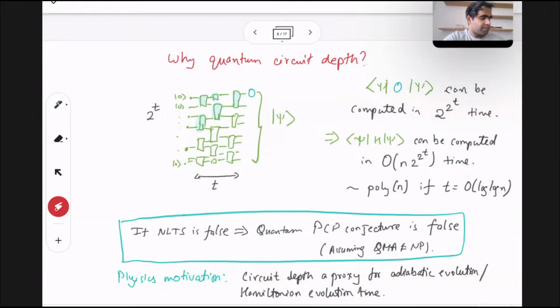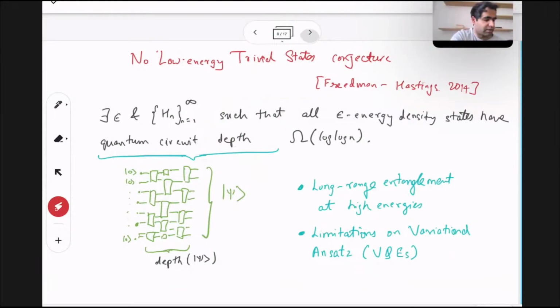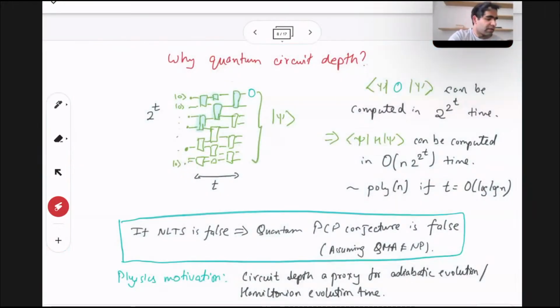So a quick word on why quantum circuit depth. I talked about how shallow circuits can be easy to describe. You just describe the gates. But also you can use them to compute expectation values. That's why they're so popular in the community of variational algorithms. The reason is as follows: if you have a quantum state generated by a shallow circuit, you can use it to compute the local expectation value of any local operator in a reasonable time. So for instance, here is a quantum state, and I want to compute the expectation value of an operator, let's say Pauli Z, on the first qubit.